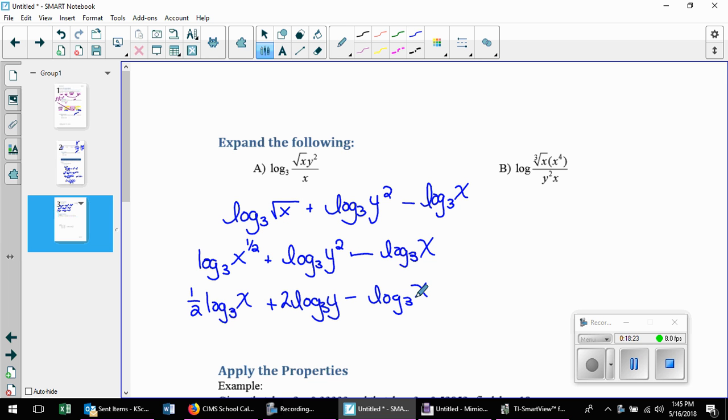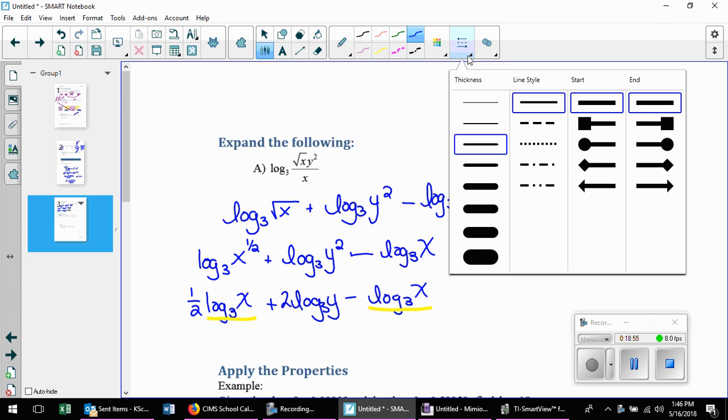Like I said, our math rules are consistent and true throughout. The same rules you apply to algebra, you apply to your logs. Because this is log base 3 of x and this is log base 3 of x, these are exactly the same log. I can combine them just like 2x squared plus 4x. So I have a half log base 3 of x and a negative 1 log base 3 of x. Negative half.